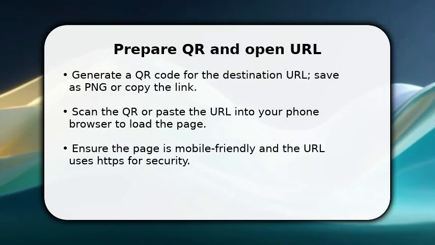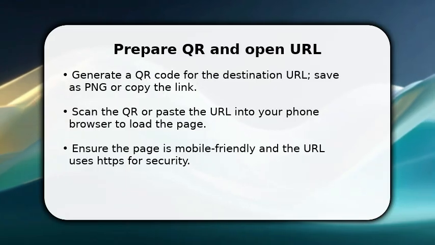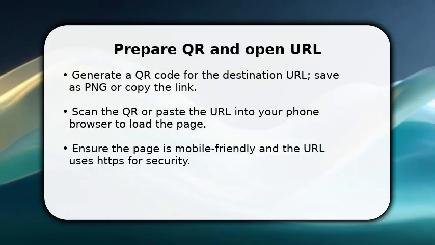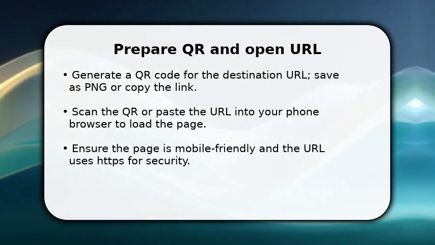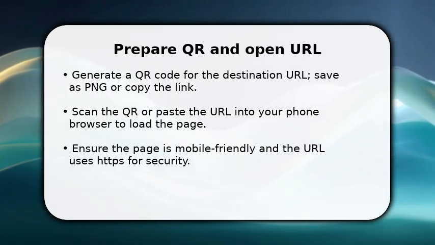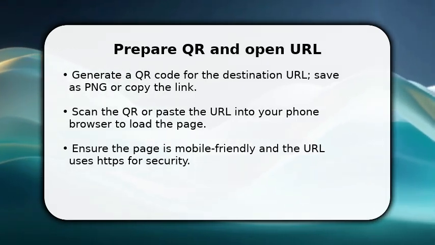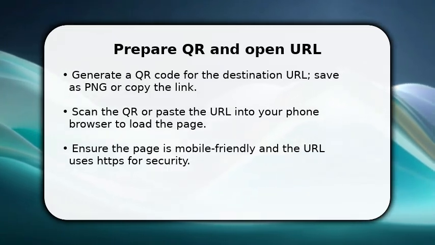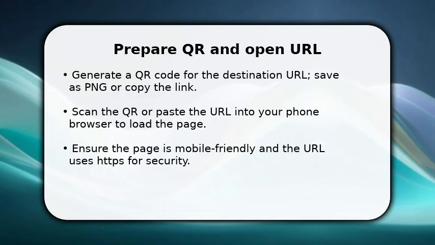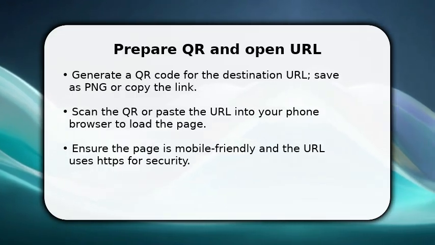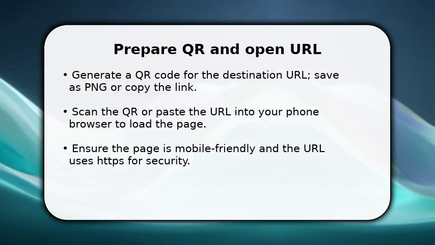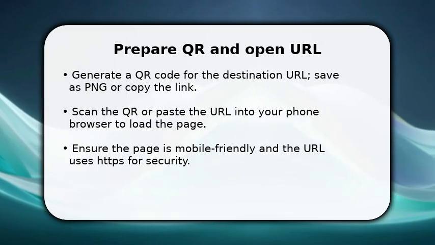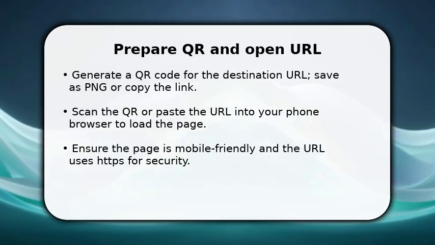You already have the QR or link, so start by opening it on your phone. Scan the QR or paste the URL into your browser and wait for the page to fully load. Make sure the address uses HTTPS and that the page displays correctly on mobile. Once done, keep this tab active. You'll use the browser's sharing controls next. This avoids broken shortcuts and ensures favicon or preview images load for a clean home icon.